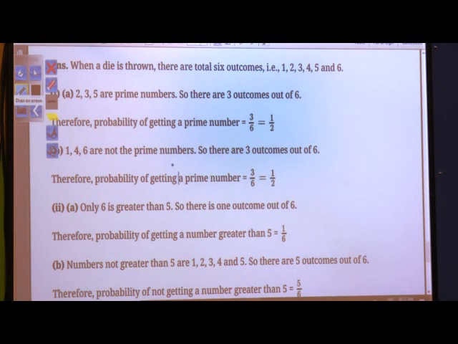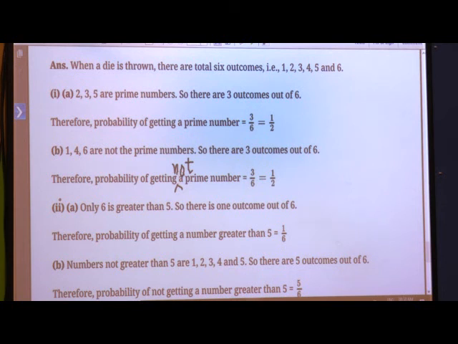Here we can write not, N-O-T. So here it is, the probability of not a prime number is equal to 3 upon 6, which is equal to 1 upon 2. Okay. Let us go for the next.